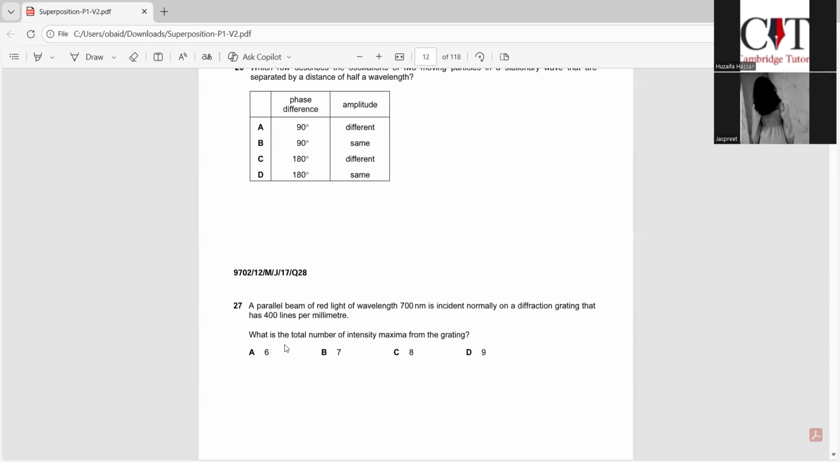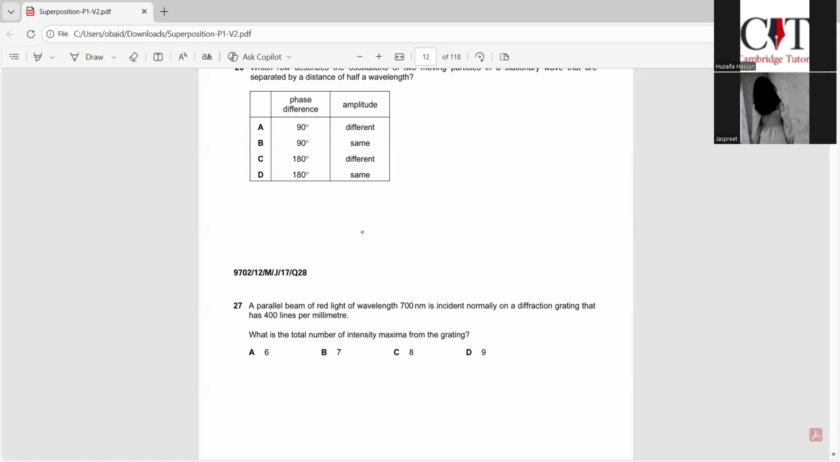So now read 27 MCQ. A parallel beam of red light of wavelength 700 nanometers is incident normally on a diffraction grating that has 400 lines per millimeter. What is the total number of intensity maxima from the grating? Again, you need the total number of intensity maxima, right? In simple words, they are asking for the total number of n, small n, which means the number of orders, right? Total number of orders.